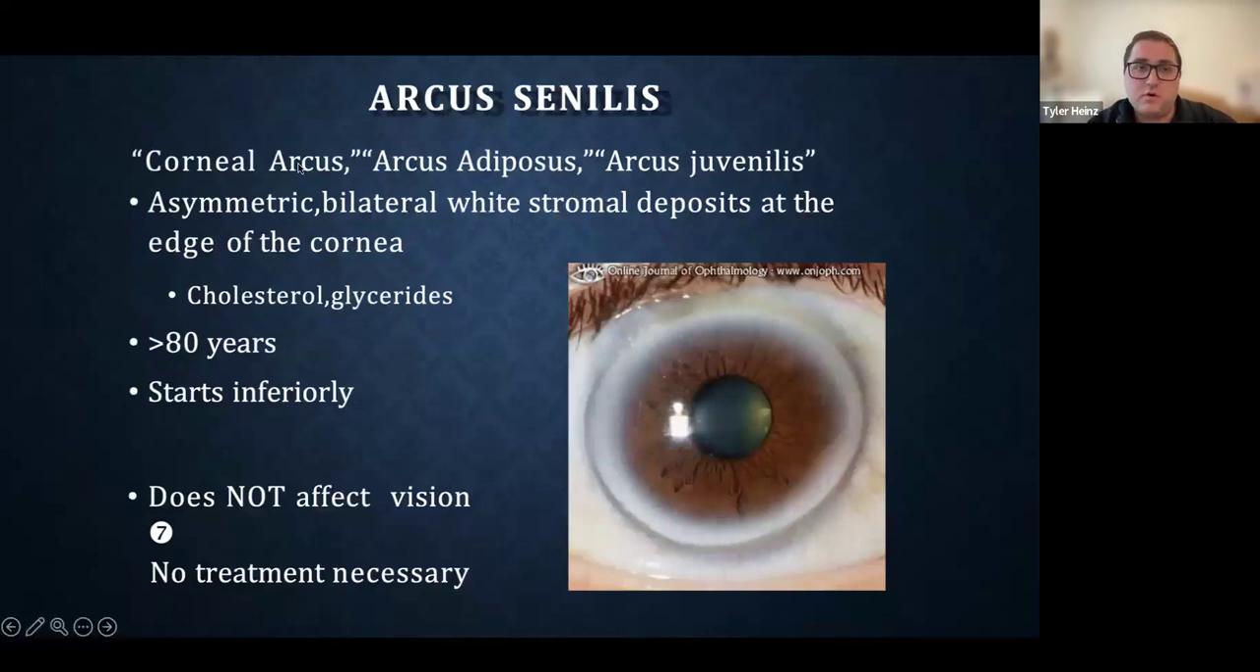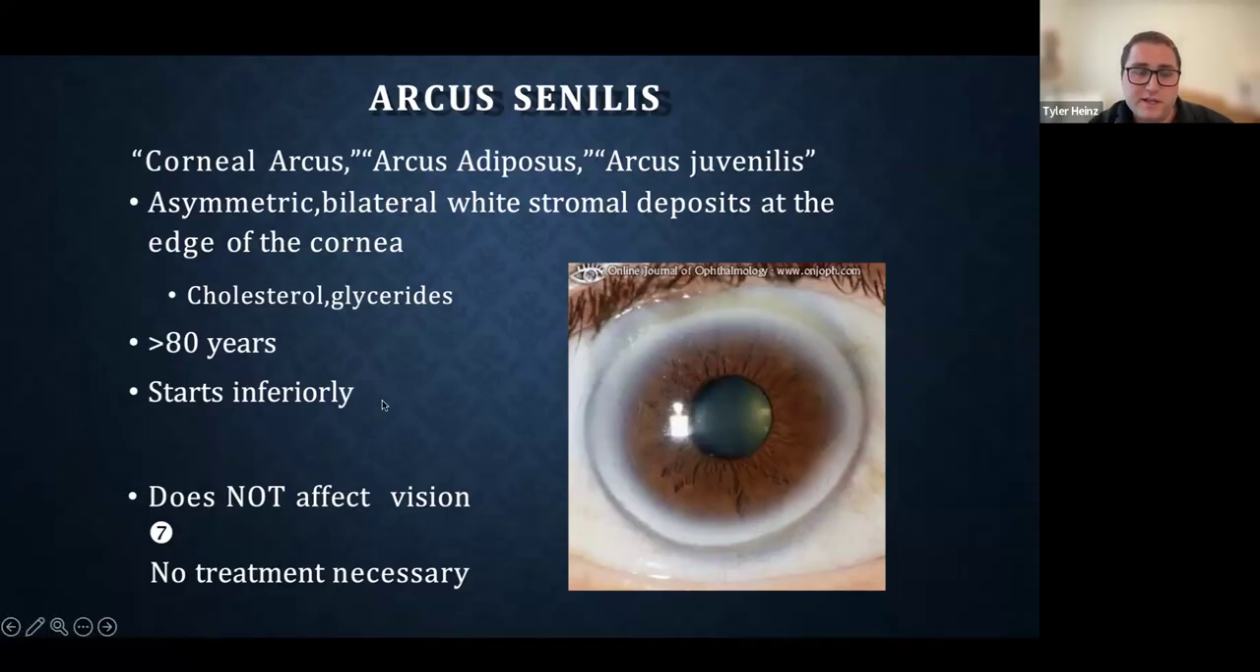Arcus. So corneal arcus, arcus adiposus, arcus juvenalis, arcus senilis, all the same thing. We just say arcus in the clinic. It's an asymmetric bilateral white stromal deposit at the edge of the cornea. Really, that's just a lot of words just to say it's a white ring, doesn't do anything to the cornea, doesn't impede their vision. Usually it will start to thicken in terms of the density, but it's not changing the shape of the cornea. It's not affecting their vision.